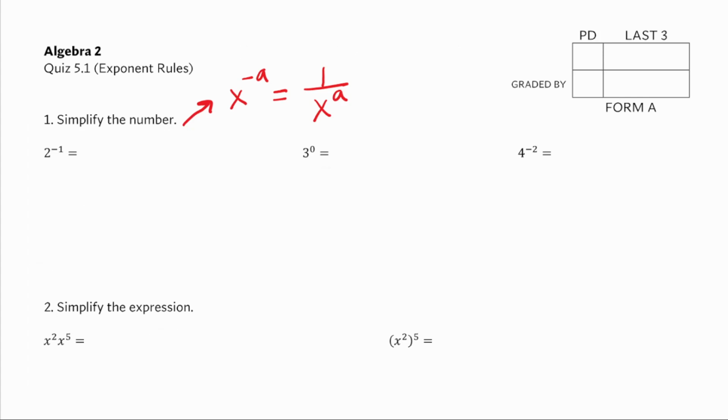So 2 to the negative 1 is going to be 1 over 2 to the first power, which is going to be 1/2. And then also something to the 0 power is going to equal 1. So 3 to the 0 equals 1. And 4 to the negative 2, that's going to be 1 over 4 to the second power, and that would be 1 over 16.